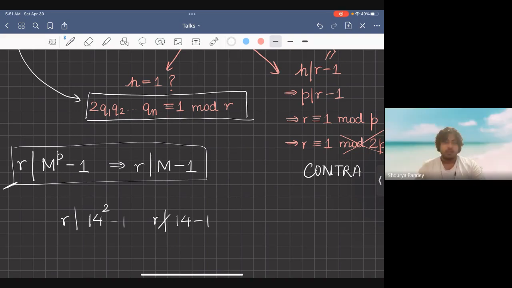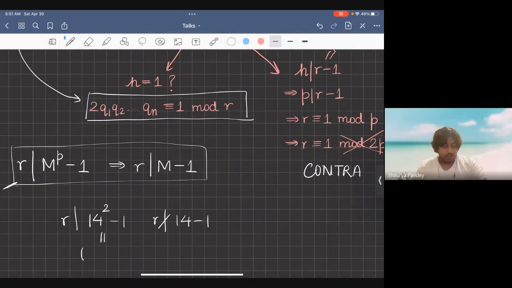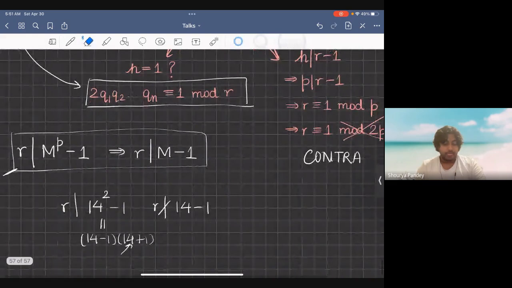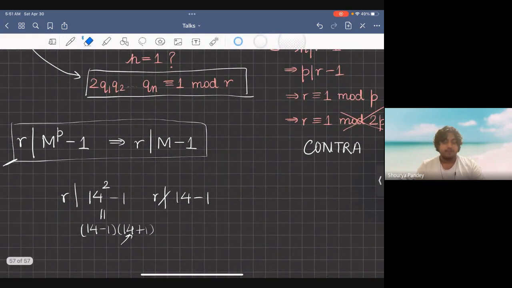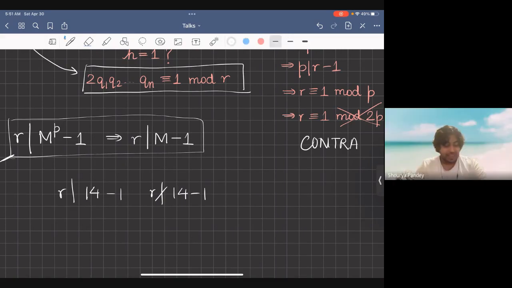3 or 5. Yeah, we can just factorize this and then look at prime factors of this, and hope that they're not the same as prime factors of 14 minus 1. For a cube minus b cube, it's a minus b times a squared plus ab plus b squared, right? Yeah, exactly. So if I'm trying to find a prime factor of 14 cube minus 1 which is not 14 minus 1, it suffices to find a prime factor of this.